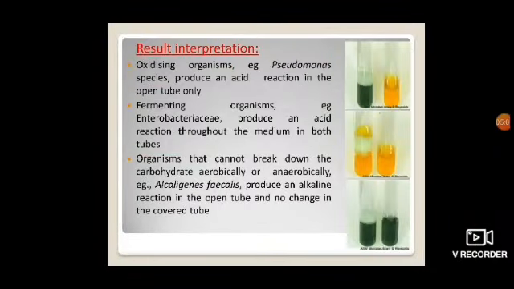Here there are three different types of observation we can make: result and interpretation. Those microorganisms that are doing oxidation are oxidizing organisms. For example, Pseudomonas species. Pseudomonas species produce an acid reaction in the open test tube. So here we can observe simply an acid reaction in the open test tube, by oxidation, forming acid in that sample.